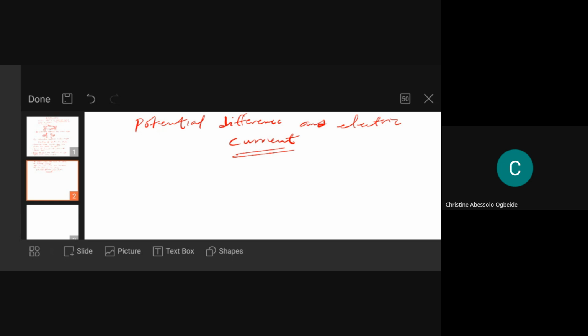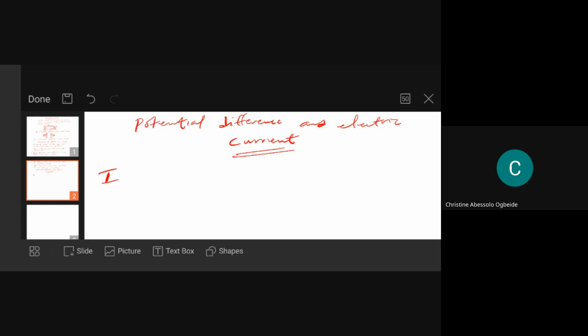What is electric current? Electric current is simply the rate of flow of electric charge in an electric circuit, or the rate of flow of electric charge along a conductor. That's what we call electric current. So you can write that electric current is the rate of flow of electric charge along a conductor. That is what we call electric current. And current has a symbol. Usually we represent it with a symbol I.